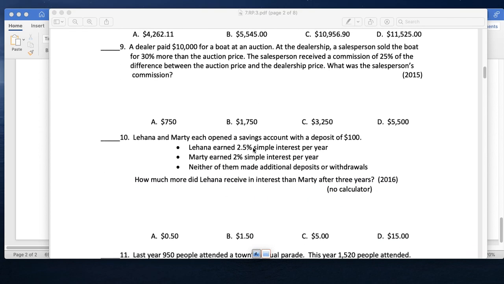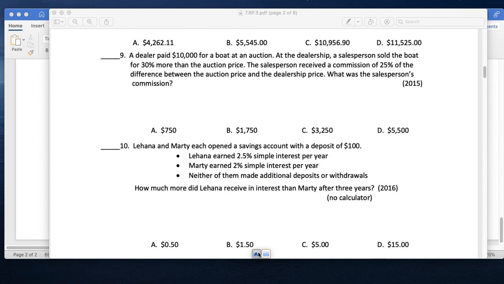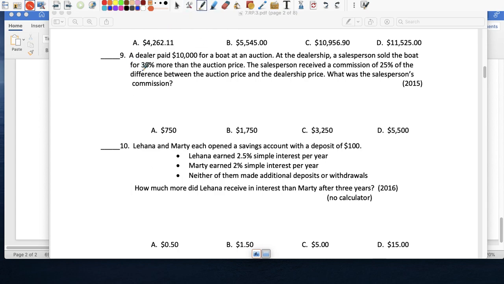A dealer paid 10,000 for a boat. He's going to raise the price by 30%. And the salesperson, this is a type of question that I'm not too fond of. The salesperson received a commission of 25% of the difference between the auction price and the dealership price. What was the salesperson's commission? Now, all right, how do I explain this question?